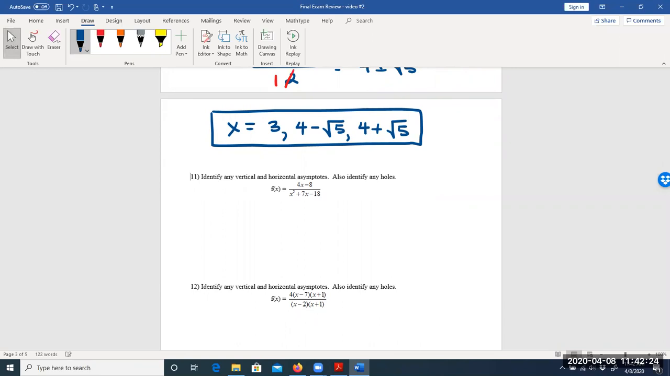Okay, number 11, we have a rational function here, and we want to identify any holes as well as give the vertical and horizontal asymptotes. First thing I'm going to do is I'm going to reduce, if possible, I should say. The numerator has a GCF of 4, and in the denominator, I can find two numbers that add to 7 and multiply to negative 18. Those two numbers are positive 9 and negative 2.